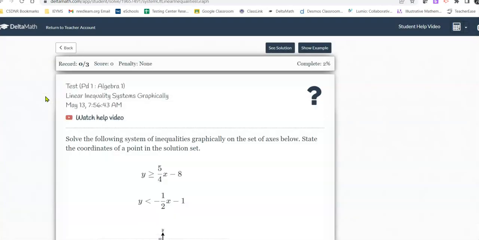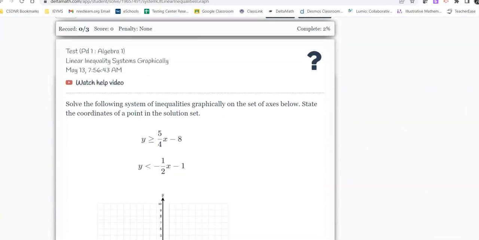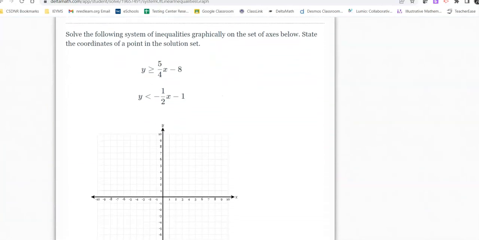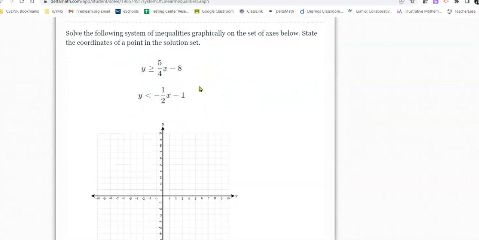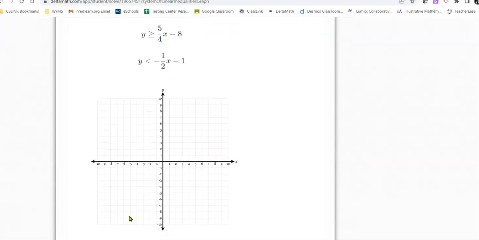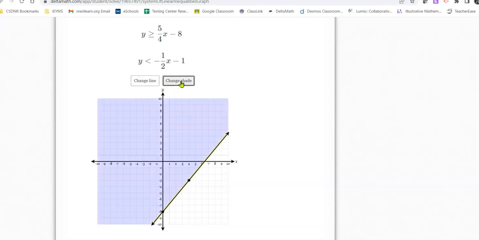The second one is asking you to actually graph the system yourself by choosing what type of boundary line, choosing what type of shading. So you could certainly check on your graphing calculator to make sure that your final answer matches. So I'm going to start with y greater than or equal to 5/4 x minus 8. So minus 8 is my y-intercept. I'm going to rise 5 and run positive 4. And now I'm going to keep the line solid, but I'm going to change the shading to above.